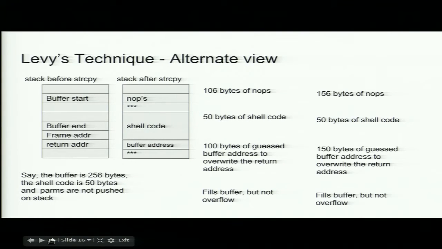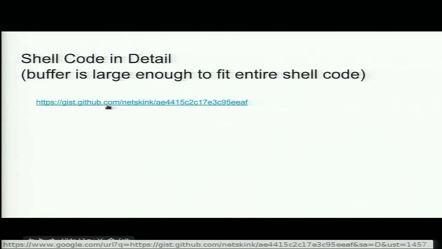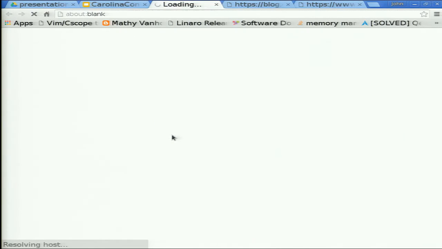And so, alternate view, without so much detail, this is your buffer start. These are your so many no-ops, your shell code, and your buffer address. Basically, this is so that if you don't know where it is, this gives you many possibilities to find out where the buffer is. All right, so this is a demo where I'm going to take just a string copy, which is exactly what he was demoing with just a strcpy, and hopefully this will work.